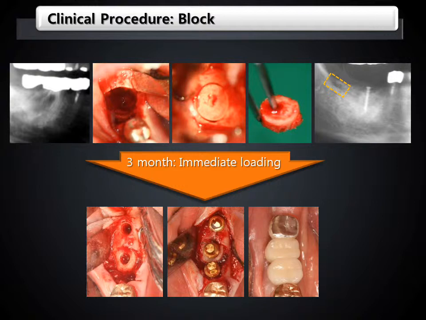The block bone was fixed with the mini screw in the basal bone of defect, and the donor site was filled with HA and TCP bone graft. And 3 months after graft operation, implant was placed and the immediate temporary restoration was loaded.